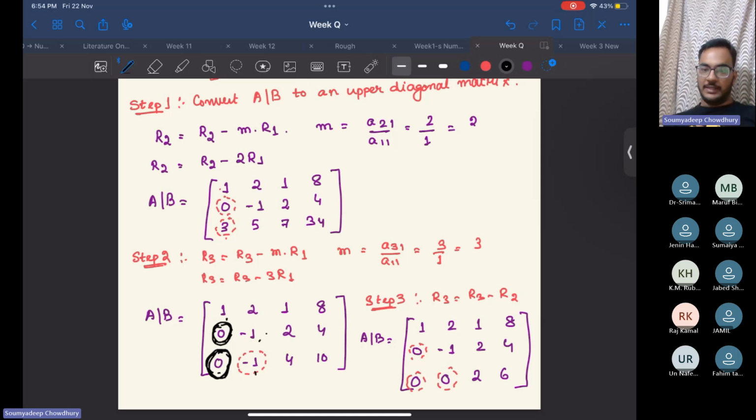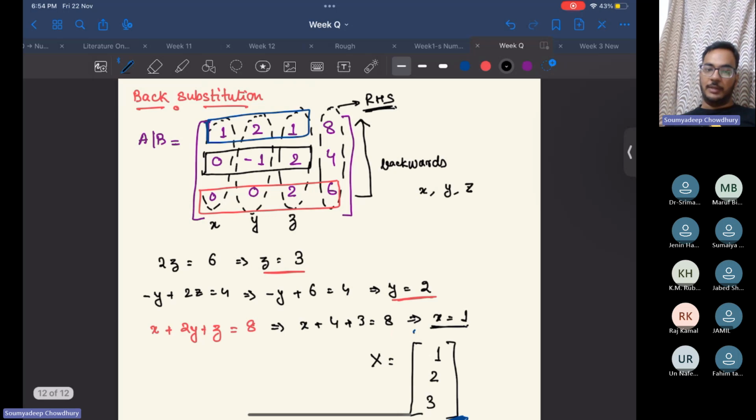So now the question arises, why do we need to convert to an upper triangular matrix? How is it going to help me in my solution? So now we will see that. The next step in Gaussian elimination, after you convert it into an upper triangular matrix, is back substitution. So what is meant by back substitution?